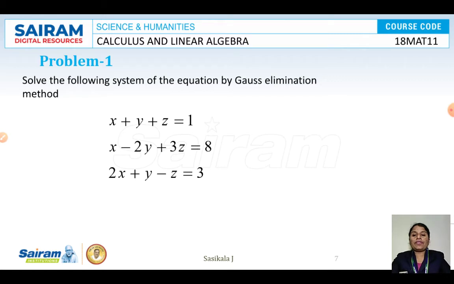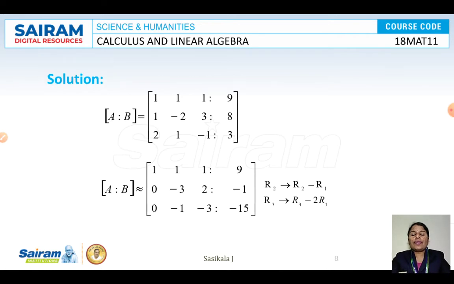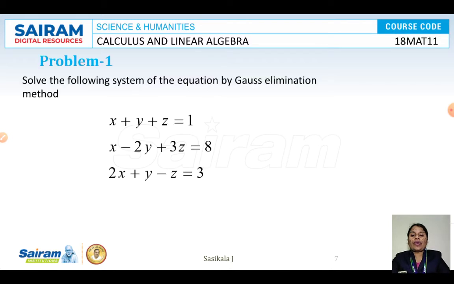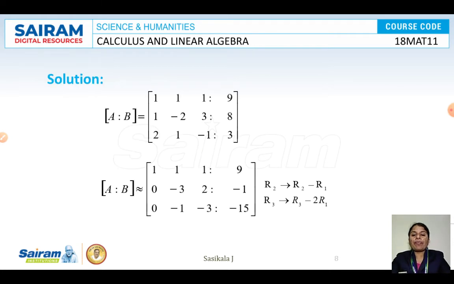So we have x plus y plus z equal to 1, x minus 2y plus 3z equal to 8, 2x plus y minus z equal to 3. You can see that the first step is to write the augmented matrix [A|B], which has the coefficients 1, 1, 1 and the B value 1, then 1, minus 2, 3, 8, then 2, 1, minus 1, 3. Okay, so the first step is just to write the augmented matrix.